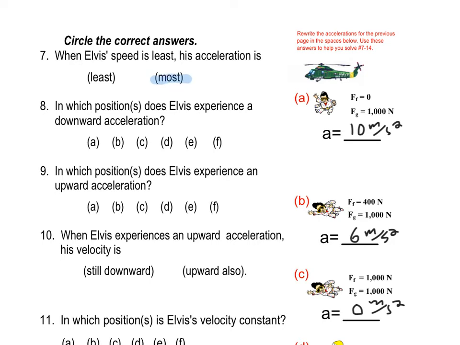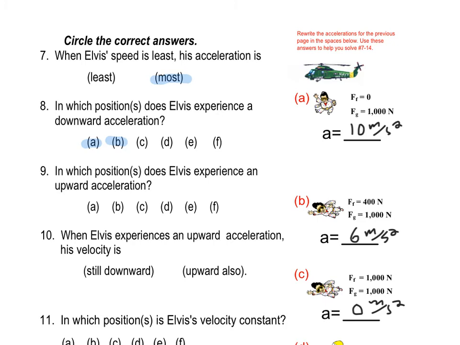Number 8 asks, in which positions does Elvis experience a downward acceleration? Since we define down as positive and up as negative, all we have to do here is look for when the acceleration is positive. Note that 0 meters per second squared is neither positive nor negative and is not going to have an upward or downward acceleration. It's just 0. So the answers for 8 are just A and B.